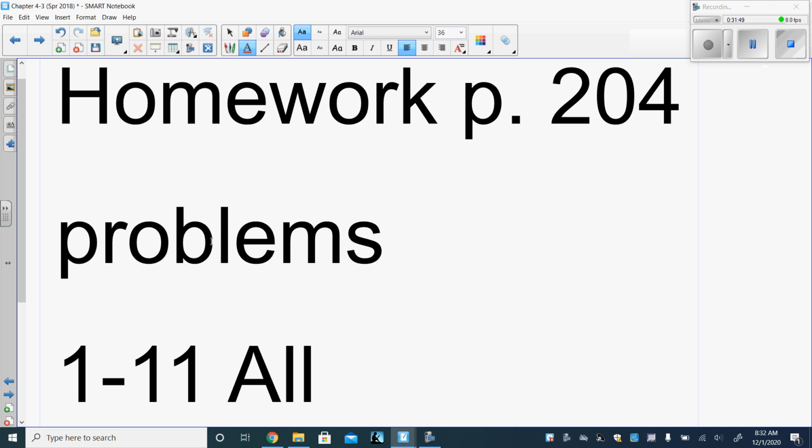And that's it. So your homework for this assignment here is on page 204, problems 1 through 11 all. You can use a calculator if you want. You can use the TI-84 calculators if you want. And that is it for this lesson here.